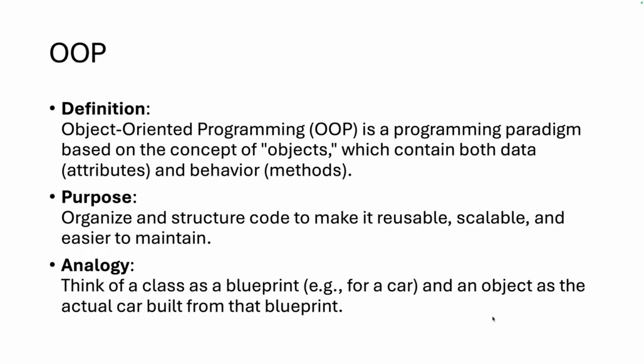So anyways, object-oriented programming is a programming paradigm based off a concept of objects, which contain both attributes and methods. And the purpose of defining everything as an object is to organize and structure our code to make it reusable, scalable, and easier to maintain. It's basically to structure our code so certain parts of our code can communicate with other parts of our code in ways that are efficient.